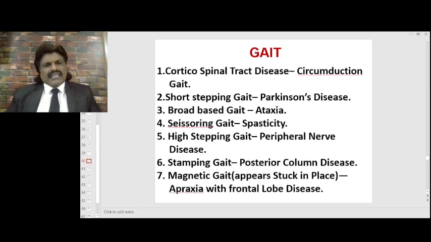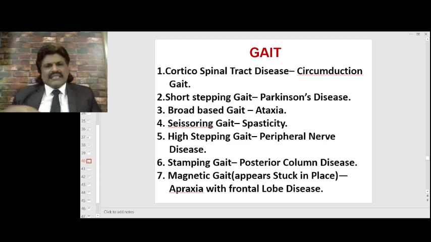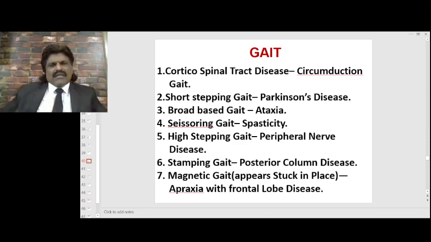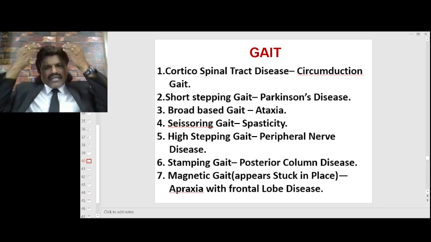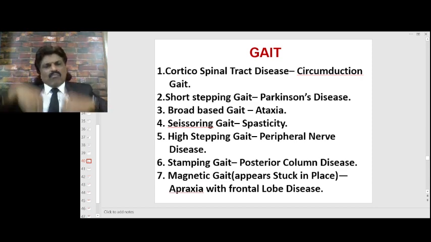And then finally the gait. If the corticospinal tract is affected, they will have a circumduction gait. As I said, there is increased tone in the flexors of the upper limb and the extensors of the lower limb. If there is a short stepping gait, we have to think of Parkinson's disease. If there is a broad based gait, we have to think of ataxia. If there is a scissoring gait, the corticospinal tracts are affected bilaterally, both adductor groups get affected, and they will have spasticity.